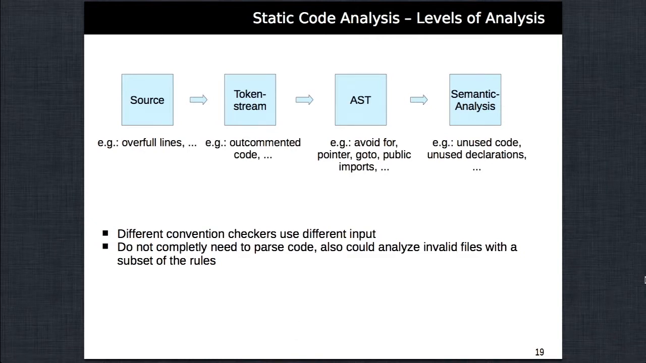When we analyze the code, we have 4 ways. We check the source code, then we take the source code and make the token stream out of it. From the token stream, we construct the AST, and from the AST, we do the semantic analysis, and each step could be used for several code convention checkers. So even if you can't parse the code completely, we are able to spit out some conventions.